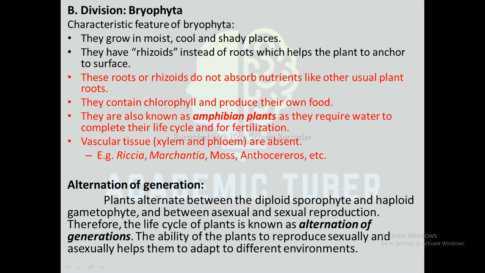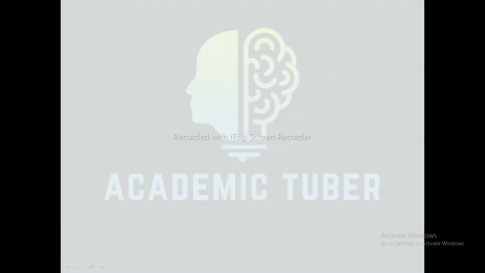One generation comes after another generation, that is, after the sporophytic generation, the gametophytic generation comes. That's why it is named alternation of generation. The ability of the plants to reproduce sexually and asexually helps them to adapt to different environments.